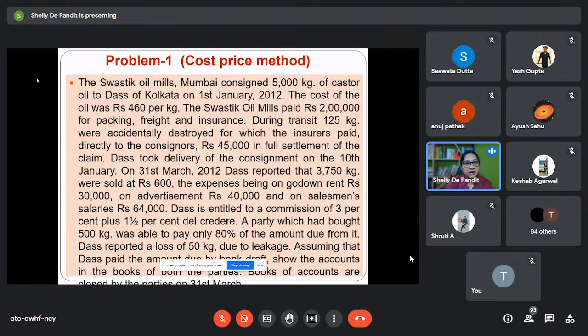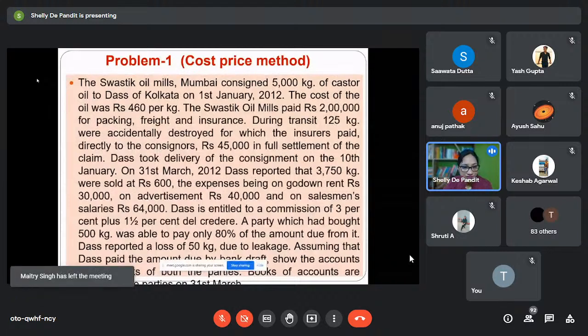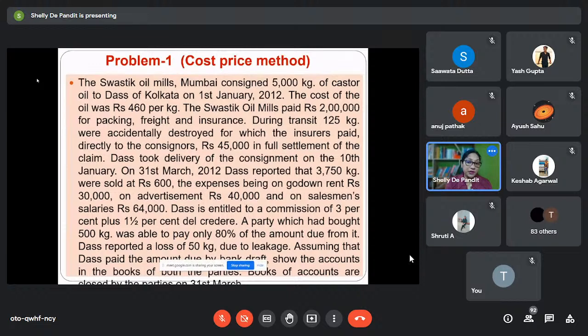Now the consignee received the remaining goods, right? And it was reported that 3750 kgs were sold at rupees 600, that is 600 per unit. The expenses on the godown rent 30,000 and advertisement 40,000. Let us concentrate on the nature of such expenses. The godown rent, we all know, until and unless you have sold out all of your goods, you have to pay the godown rent. But one thing, it will depend on the time span of the consignment.